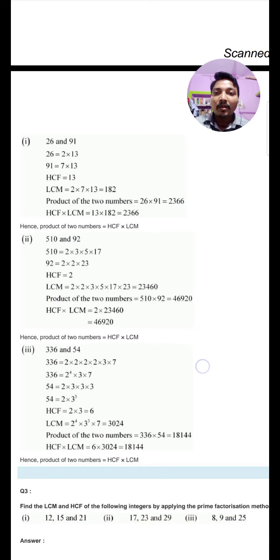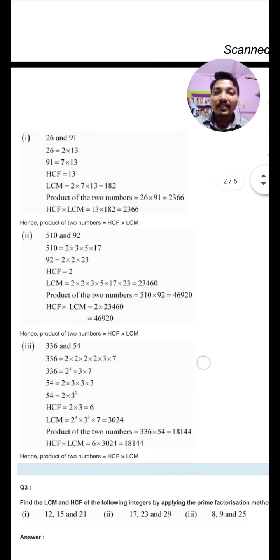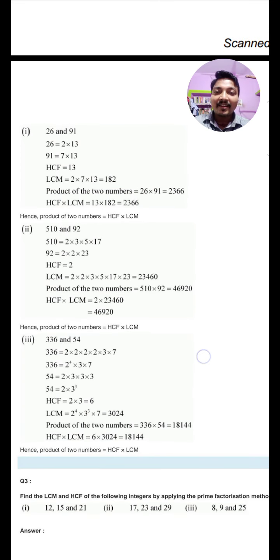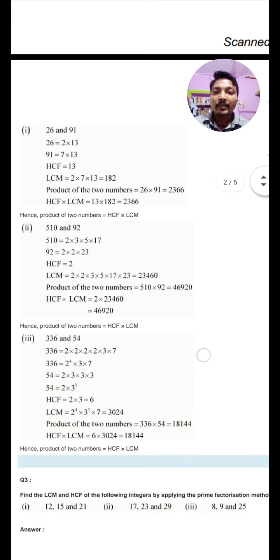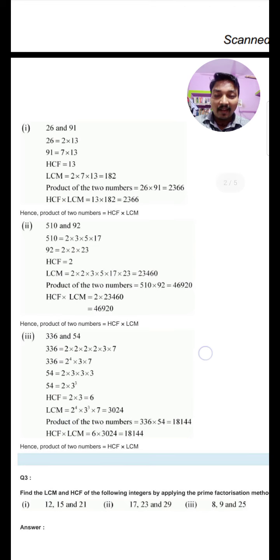Now the product of the two numbers you can find easily by multiplying 26 into 91, and here the answer we got is 2366. Then HCF into LCM is 13 into 182, which is also 2366. So one thing is clear from both expressions: the product of two numbers is the same as the product of their LCM and HCF. Once again I am repeating that this formula is applicable only for two numbers. The HCF and LCM of two numbers multiplied is the same as the product of the two numbers, but for three numbers it will not be applicable at any cost.